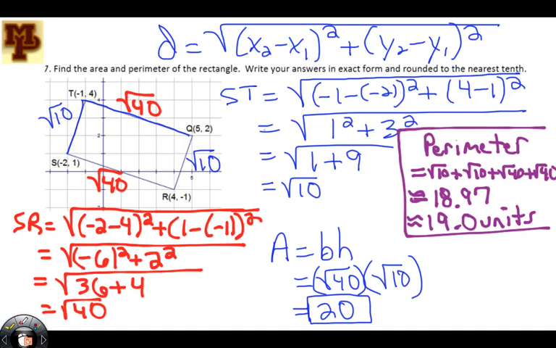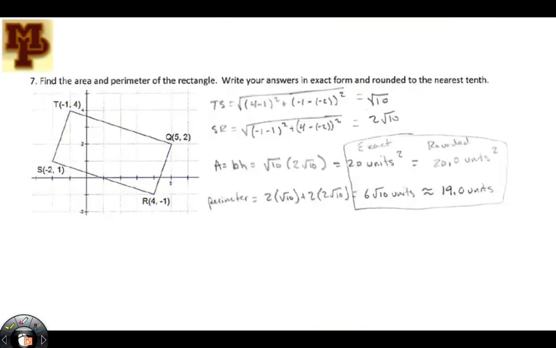So the area is 20, and it's technically units squared. If it was centimeters or something, then it would be square centimeters. But we don't really have any units, so they're just square units. Alright, so we got that. I'll go ahead and just include that page.